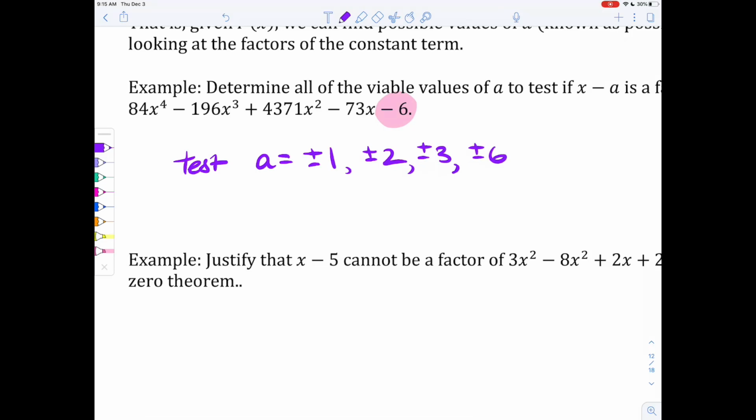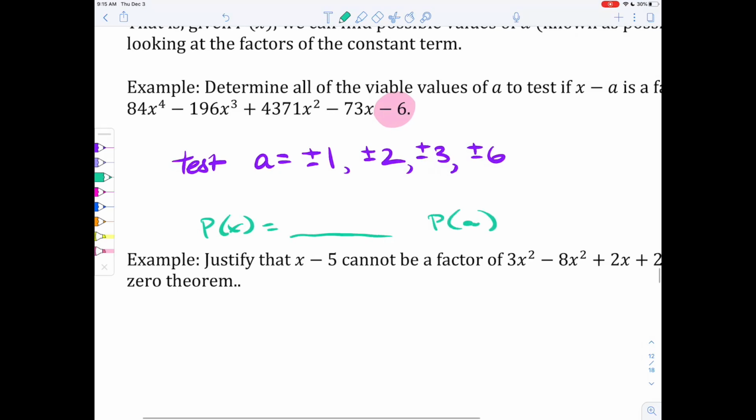And what that means is that if we're testing if something is a factor, if we have some polynomial, p of x equals something, we can test out p of a for each one of these a values, so positive 1, negative 1, positive 2, negative 2, and we'll keep doing that until we actually have one that gives us a remainder of 0 by the remainder theorem. So that's that business there.